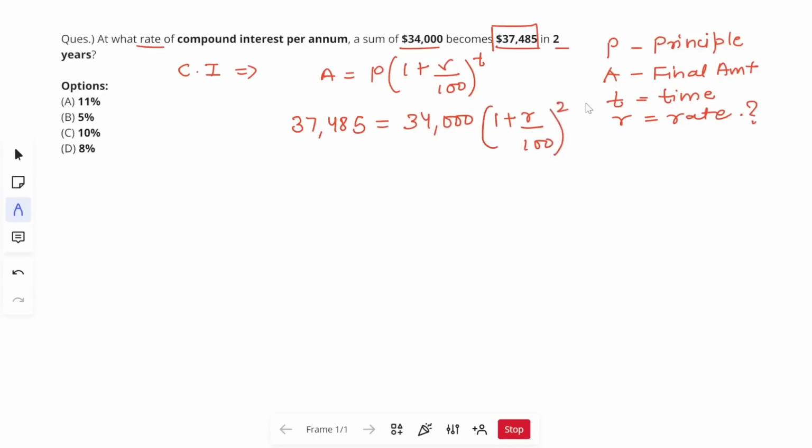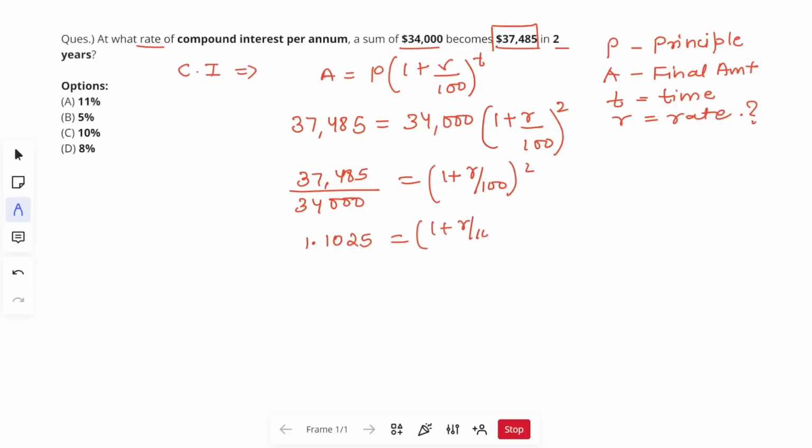Now our work is to simplify this equation and find the value of R. Let's see how we can do that. I will bring this 34,000 down here, and then we are left with (1 plus R by 100) squared on this side. You have to divide it perfectly, so you will get the value in decimal, which is 1.1025, and then we have the same thing here, which is (1 plus R by 100) squared.